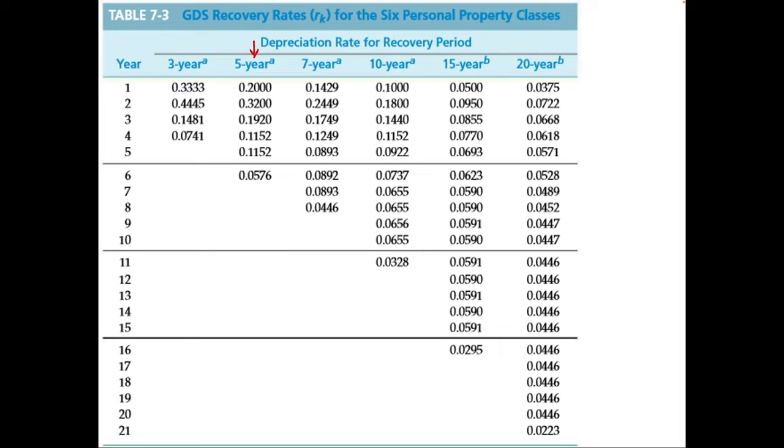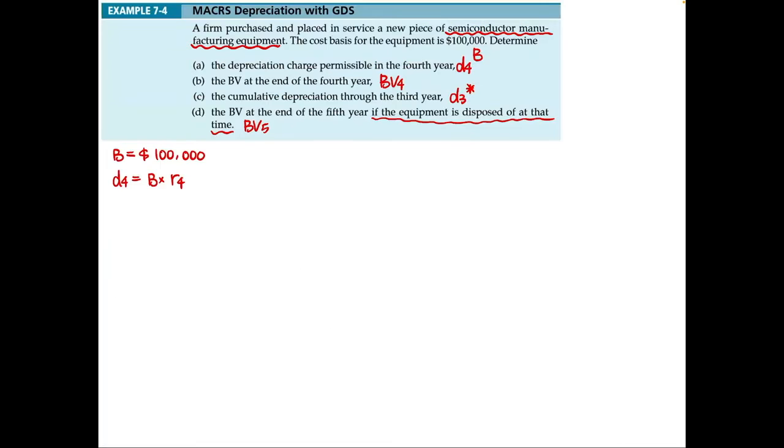So under this column, you want to find out the R4, okay? So R4 is this one, the fourth row under that column. It's 0.1152. Okay, go back here, and B is 100,000. R4 is 0.1152. So the D4 is 11,520.